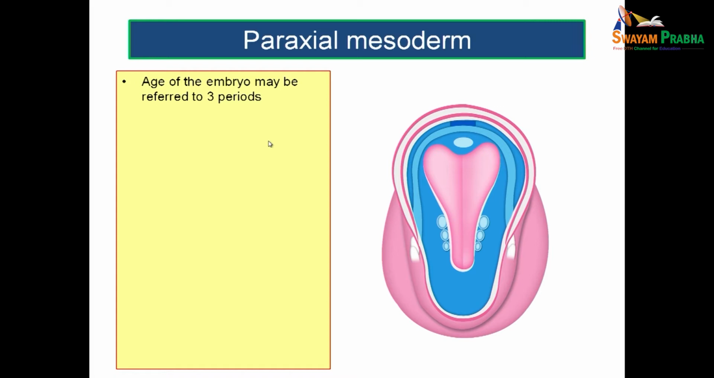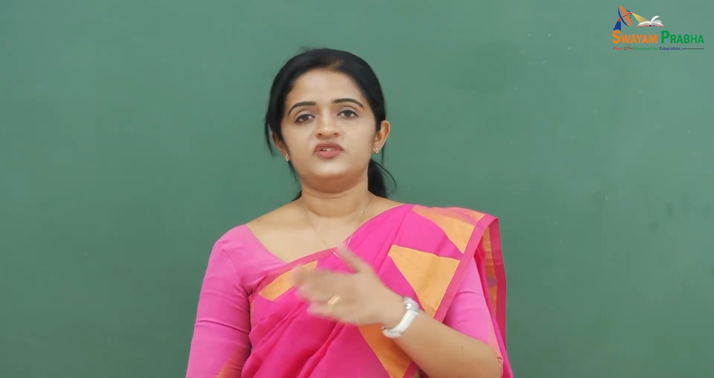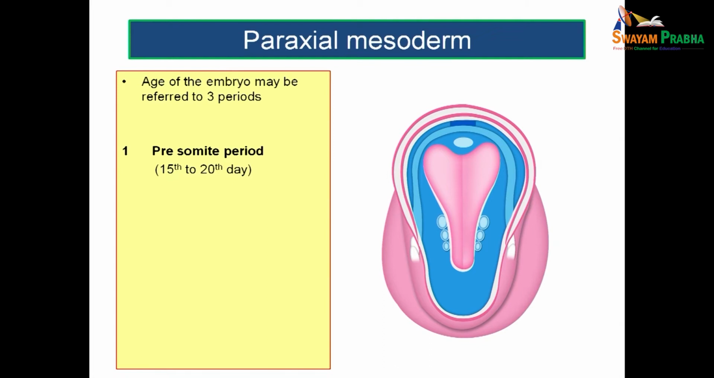And actually, the age of the embryo may be referred to 3 periods based on the development of somite. So, the formation of somite is considered as a referral point. If you consider that the embryo is having somite, you can divide the period of the embryo into a period where the somite is not formed, a period where somite is formed, and a period after the formation of somite. So, the first one is known as pre-somite period, that means before the formation of somite, that is between 15th and 20th day of intrauterine period.